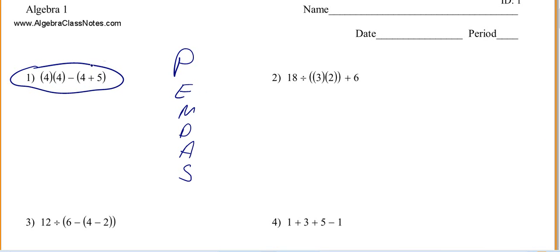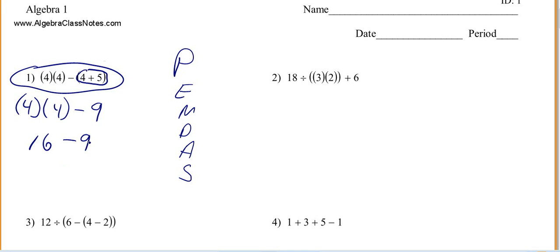So parentheses, so we're going to take care of what's in our parentheses first. What's in our parentheses is this right here, 4 plus 5. So what I would do is write down 4 times 4 minus 4 plus 5, which is 9, right? Because parentheses, that's first. There's no exponents, there's multiplication. 4 times 4, which is 16.